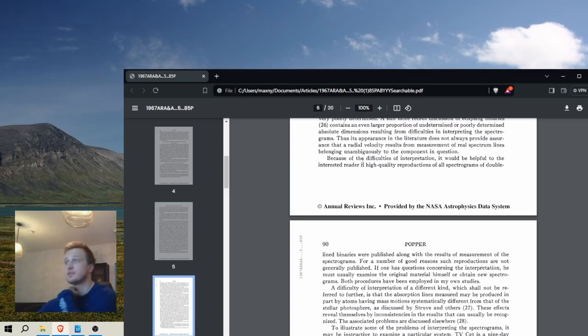Because of the difficulties of interpretation, it would be helpful to the interested reader if high-quality reproductions of all spectrograms of double-line binaries were published, along with the results of measurements of the spectrograms.